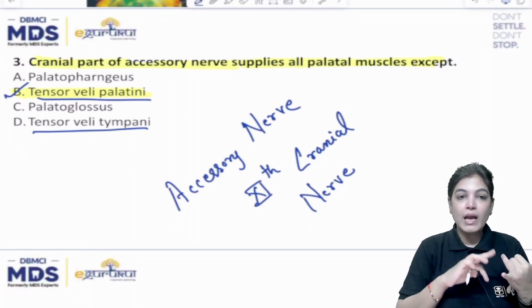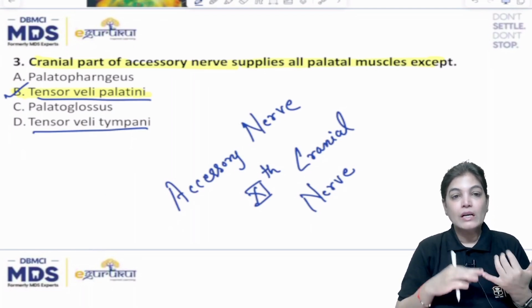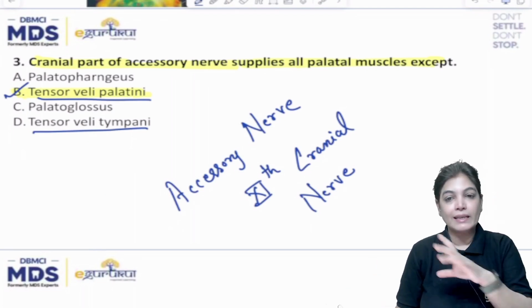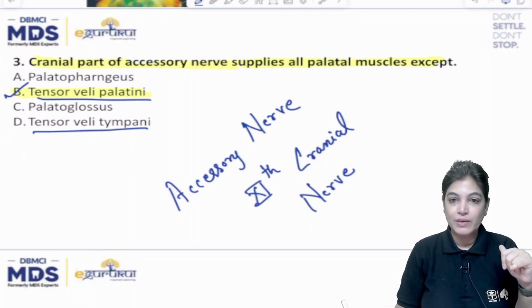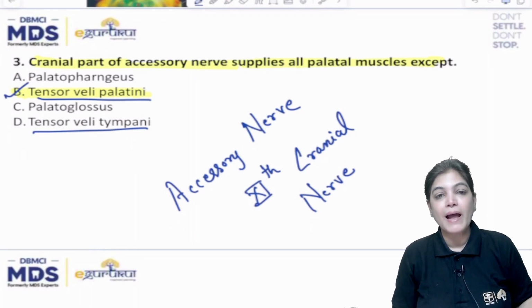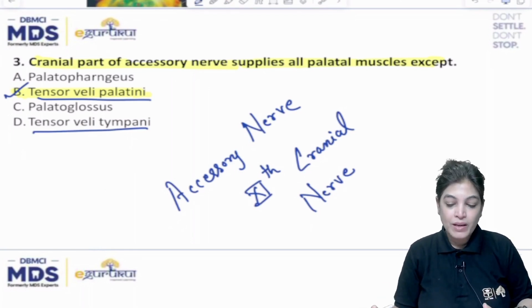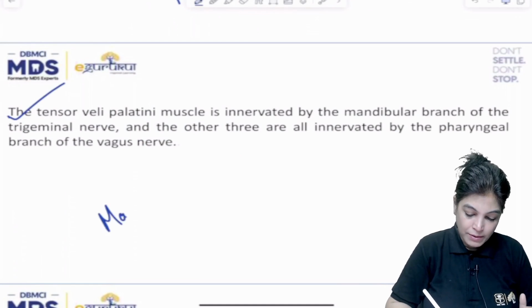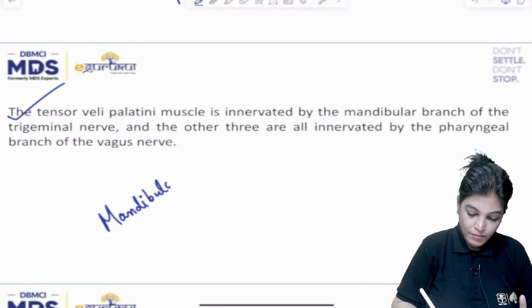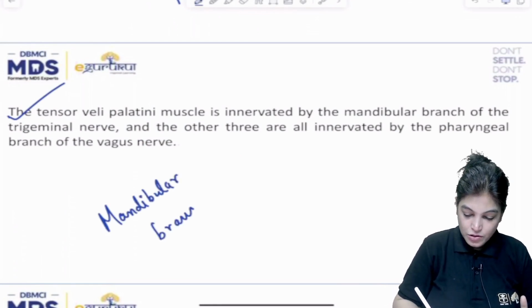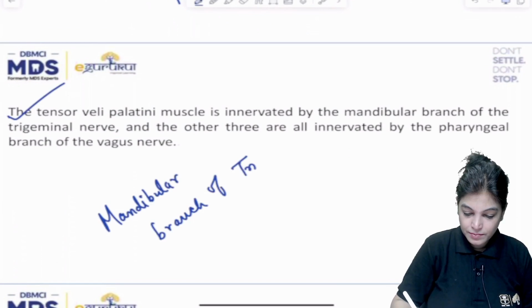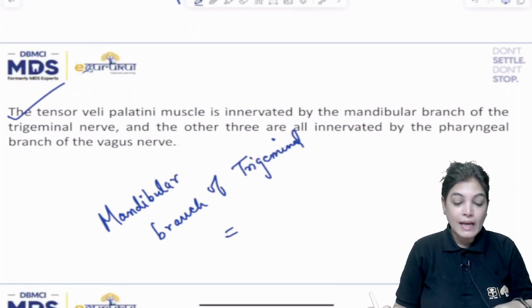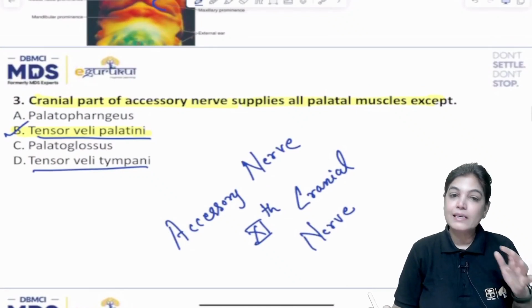So don't worry. So here B is this and here D is this option. So here all the muscles of the soft palate are supplied by the cranial part of accessory nerve except tensor veli palatini. Why? Because it is supplied by the branch from the trigeminal nerve. Tensor veli palatini is the muscle which is supplied by the mandibular branch of trigeminal nerve. Okay.